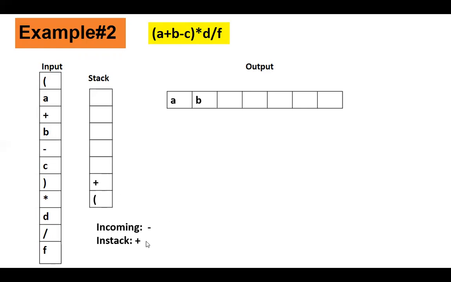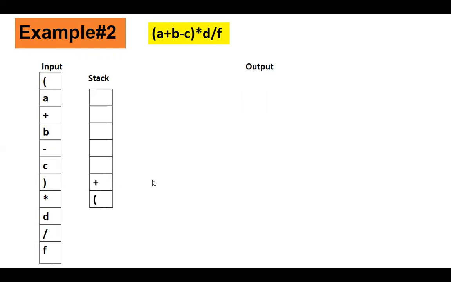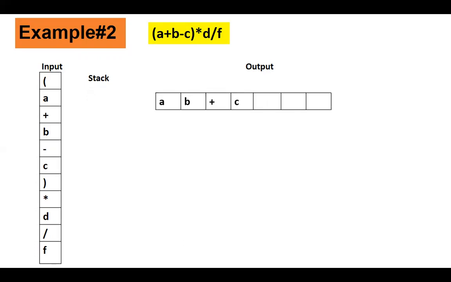Now the precedence of plus as well as minus is the same. If the precedence is the same, then we go for associativity. The associativity of these two symbols is left to right. Then what you do, pop out this plus, add it to the output and push that minus onto the stack.